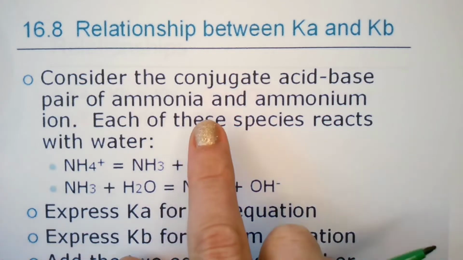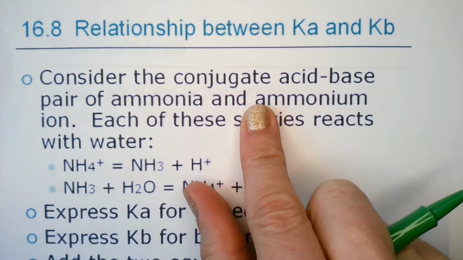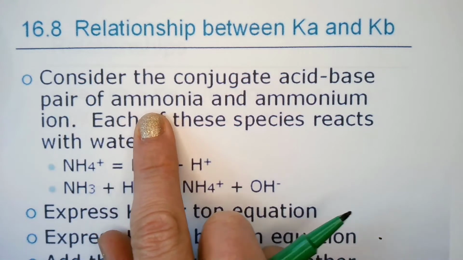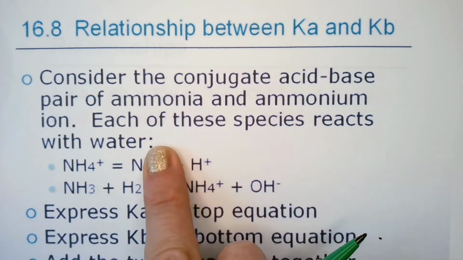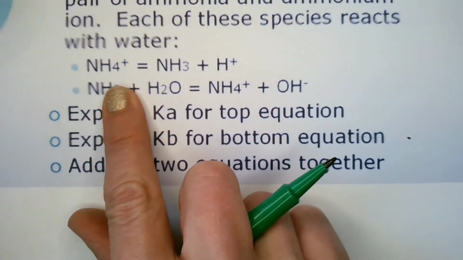All right, welcome back. We are looking at relationships between Ka and Kb for this lesson. So let's consider the conjugate acid-base pair of ammonia and ammonium. Each of these species reacts like this in water. So let's write these out.